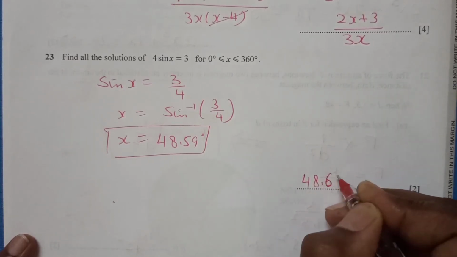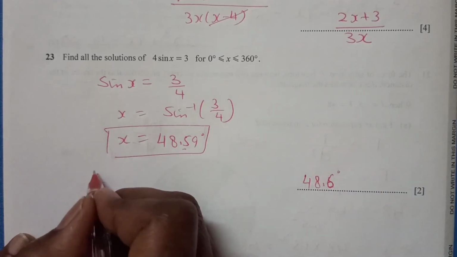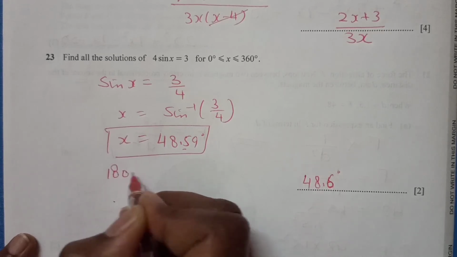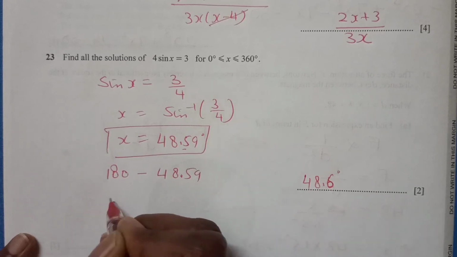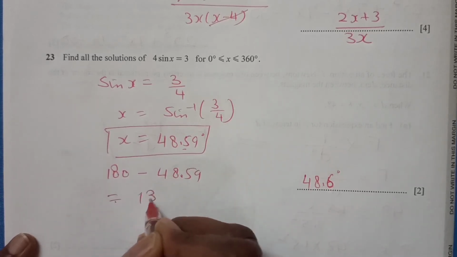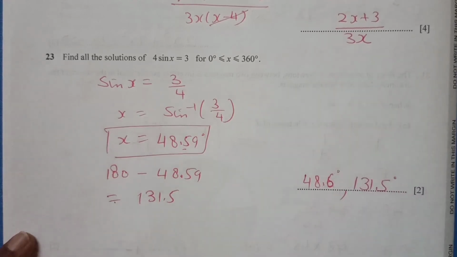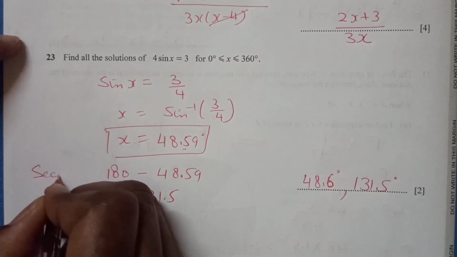We can write 48.6 degrees for 3 significant figures, and the other one will be 180 minus 48.59. So this comes out to be 131.5. So the second angle will be 131.5 degrees. This will be the second angle.